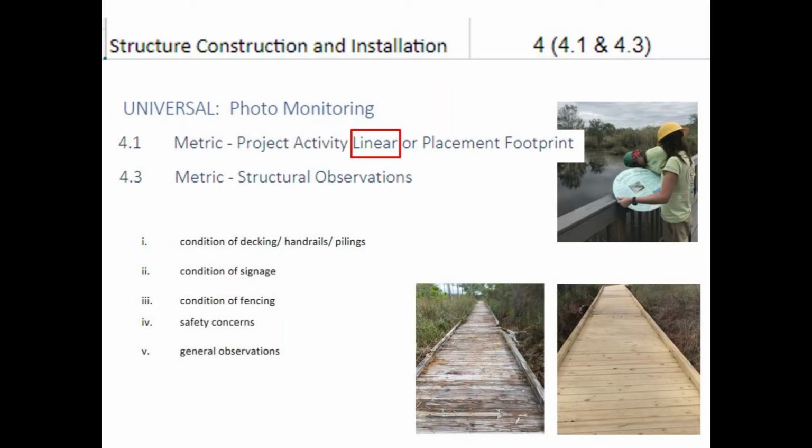We're going to want to get the linear, so the length of this structure, and then we're going to want to take some observations. So you can see here, we're going to want the condition of the decking, handrails, pilings, if it were something like a boardwalk or even a building, the condition of signage, the condition of fencing, and then also just noting any safety concerns and other general observations.